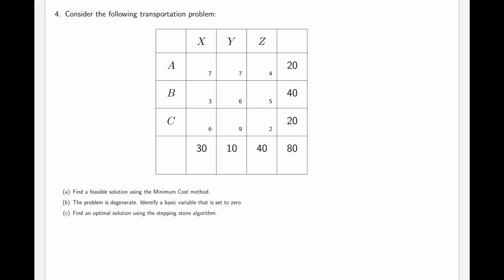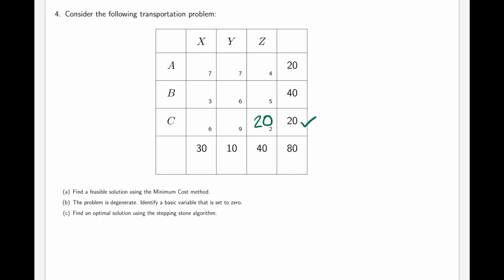Okay, as we begin, we don't really know that this is degenerate, but the question has told us that. But there's nothing about the problem that tells us it's degenerate, so we should just begin to find an initial feasible basic solution, and the question asks us to do that using the minimum cost method. So what is the route with the minimum cost? That would be CZ. So we're going to fill that as much as possible, so we could put 20 in there. And that satisfies the C row, so we can tick that off.